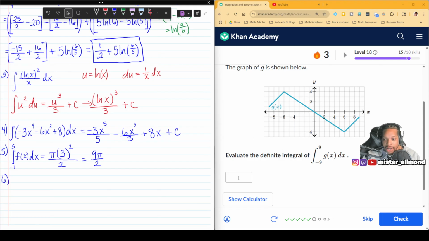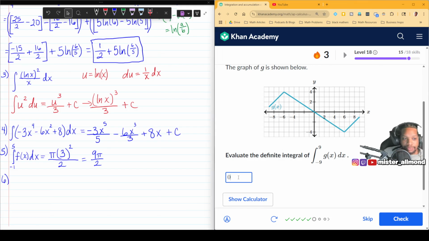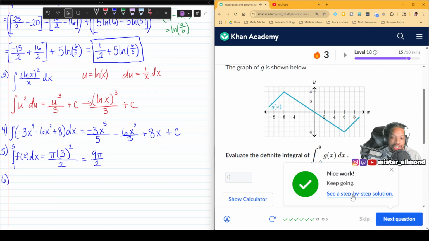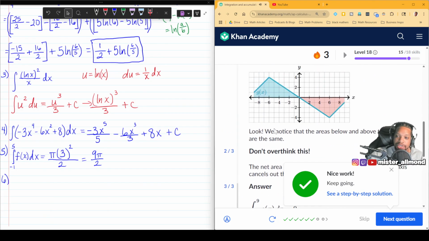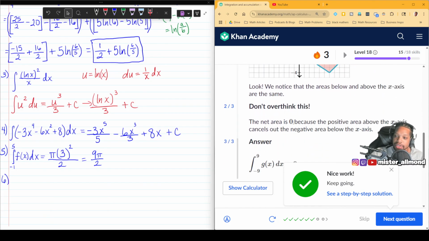All right, chat, 0. Let me know. Let me get a yes from somebody. 7 people in here. Somebody can agree with me that this is 0. Okay, bet. Okay, I'm just curious, out of genuine curiosity, what is their reasoning? Okay, don't overthink this. The net area is 0.